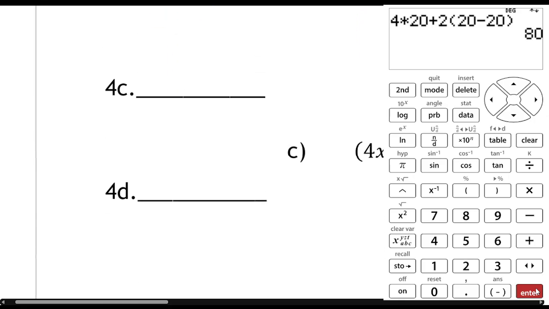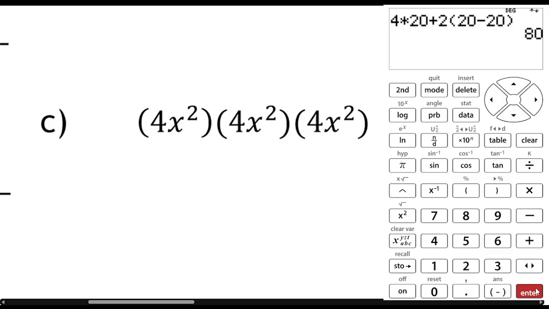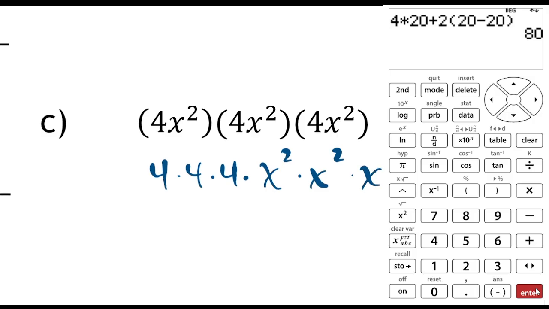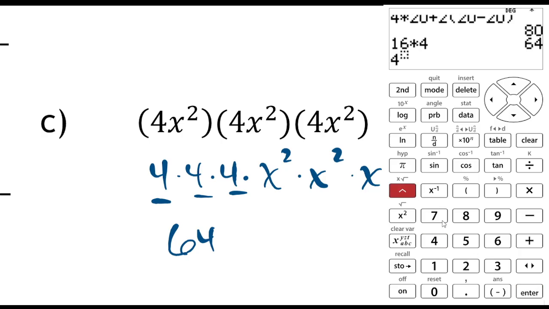Here's C. Okay, this is fun. I look at it, it's just multiplication. Because of the commutative property of multiplication, I'm free to reorder this. So I'm just going to point out that this is a 4 times another 4 times another 4, times 3 of these x squareds. When I multiply 4 times 4, I get 16. And 16 times 4 ends up being the number 64. Is that right? 16 times 4 is the number 64. Yeah. And also 4 to the 3rd power is 64.